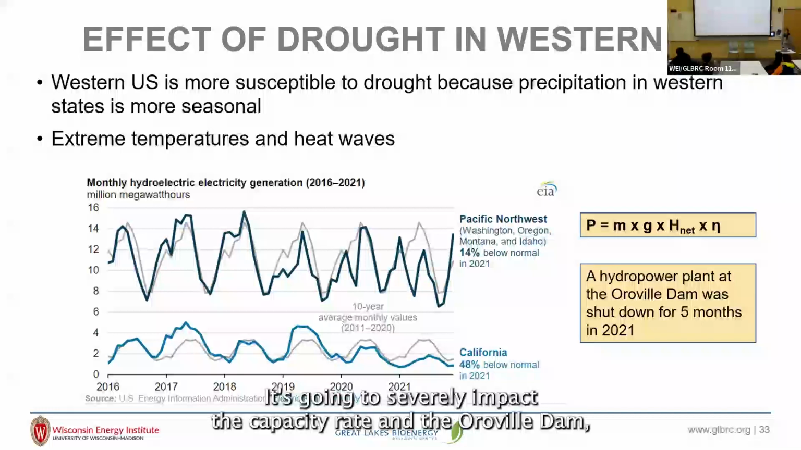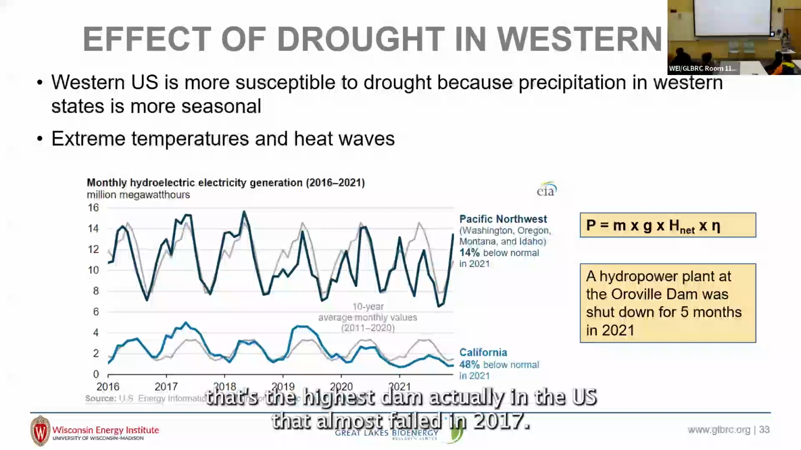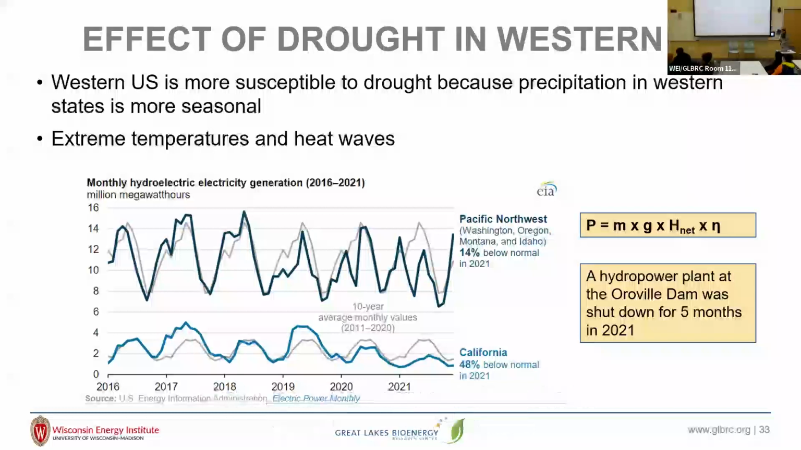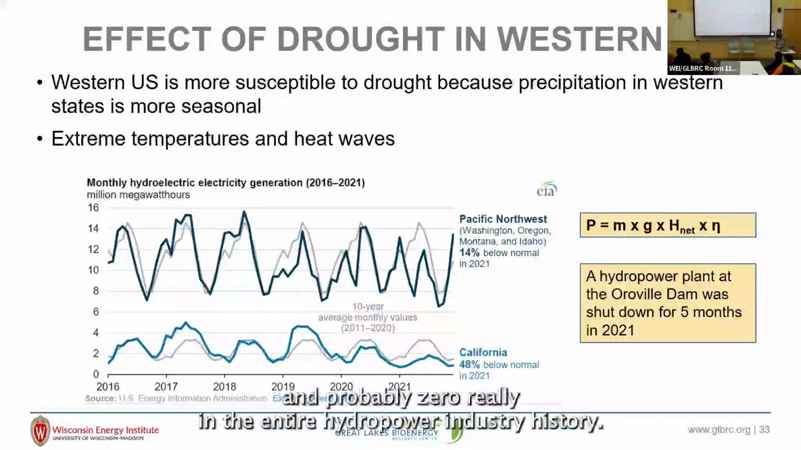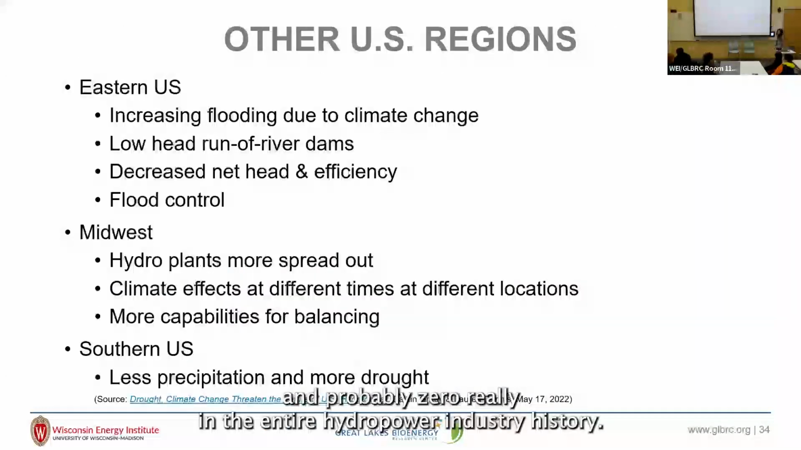And the Oroville Dam, that's the highest dam actually in the US, that almost failed in 2017, that's a year. It was shut down for almost half a year. That never happened in 60 years of history of that dam. And probably very rarely in the entire hydropower industry history.